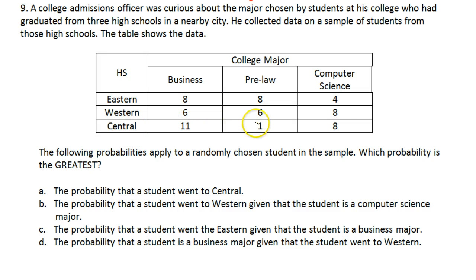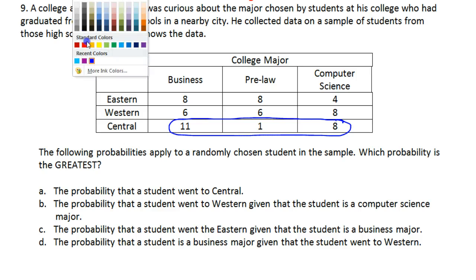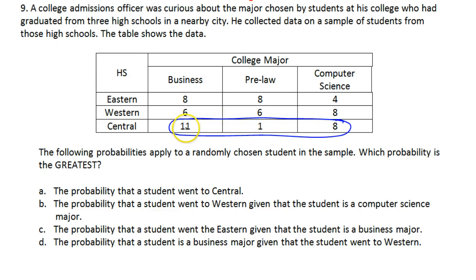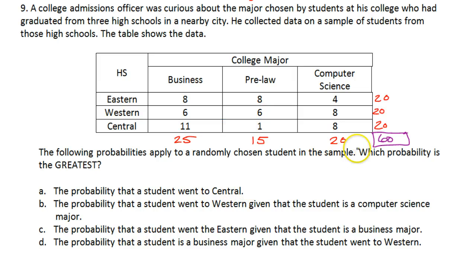Let's see, how many students went to Central? Central is all of these, and that total is, let's see, 11, 12, 20. We're going to have to add up all these numbers, so I'm going to do that off camera. Alright, I found the totals, and first of all, the total number of students in question is 60. Total of 60 students altogether.